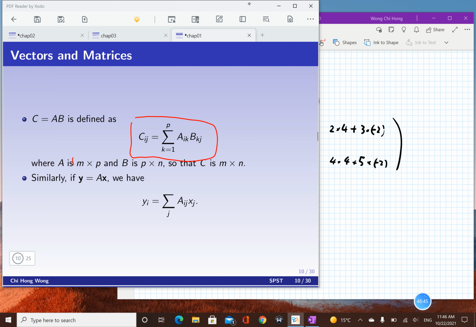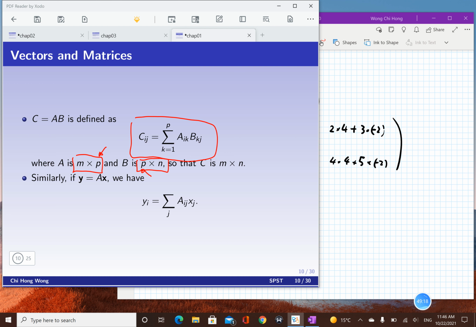But you notice that the matrix A will have to be m times p, and your matrix B will have to be p times n. The number of columns in A must be the same as the number of rows in B. That's the key to this multiplication working. If they don't come in the right size, you can't multiply them together.